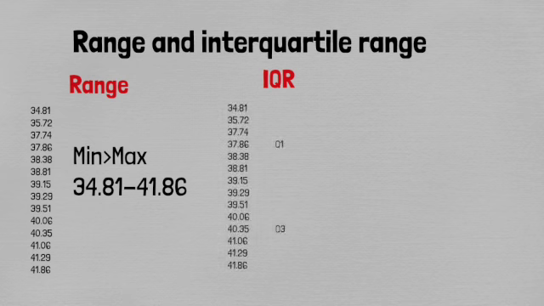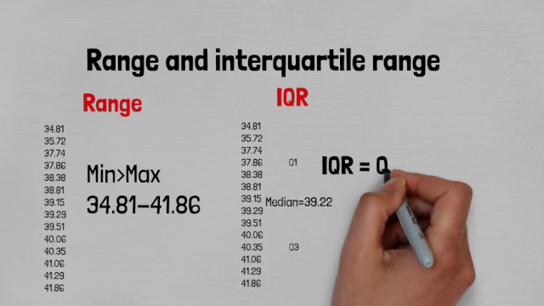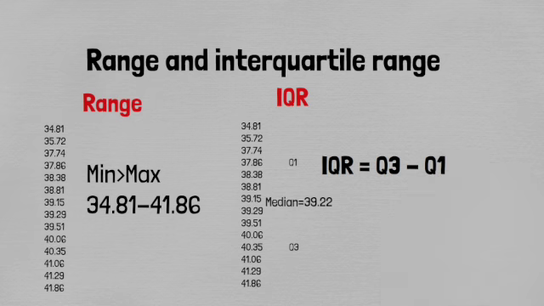Quartiles are values that divide data into four parts: the lowest 25%, the next lowest 25% of numbers up to the median, the second highest 25% above the median, and the highest 25%. Interquartile range is the difference of the third quartile value and the first quartile value.